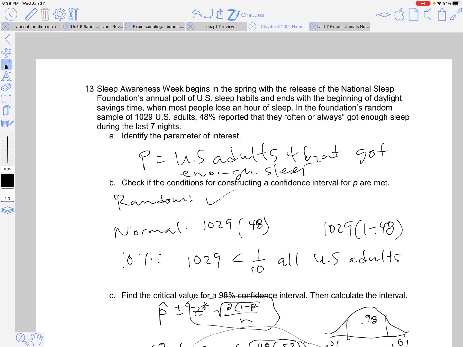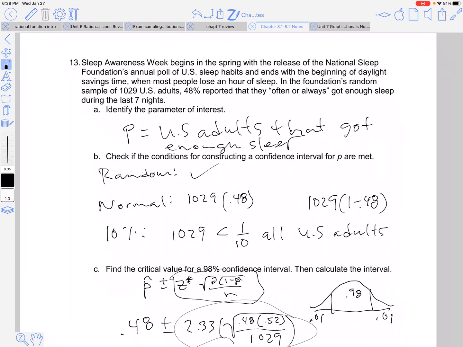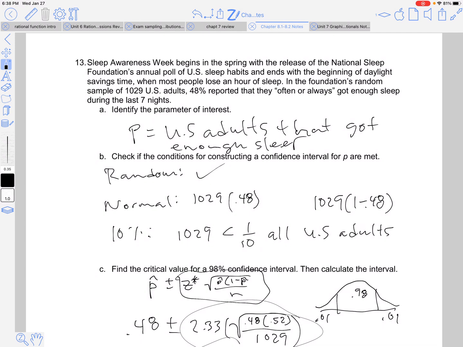Identify the parameter of interest: U.S. adults that got enough sleep. The proportion of U.S. adults that got enough sleep. We've got to check the 3 conditions, which are random, normal, and 10%. Check that it's normal so we can generalize about the population. We check that it's normal because that's where our sample is coming from, a sampling distribution, and we're assuming that it is normal, so we've got to check it. The 10% condition allows us to sample without replacement, and all those conditions were met through either information from the problem or using the numbers to calculate it.